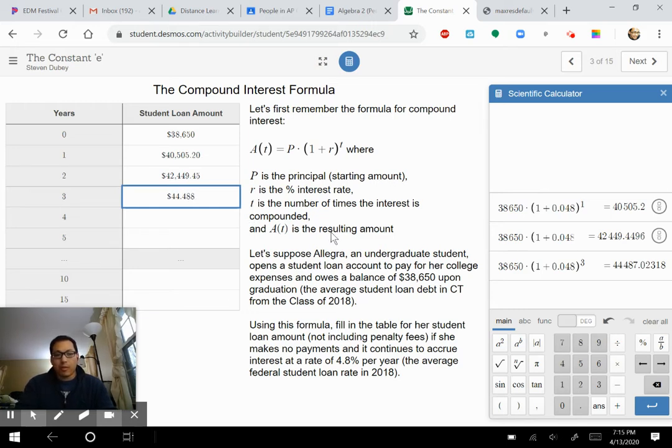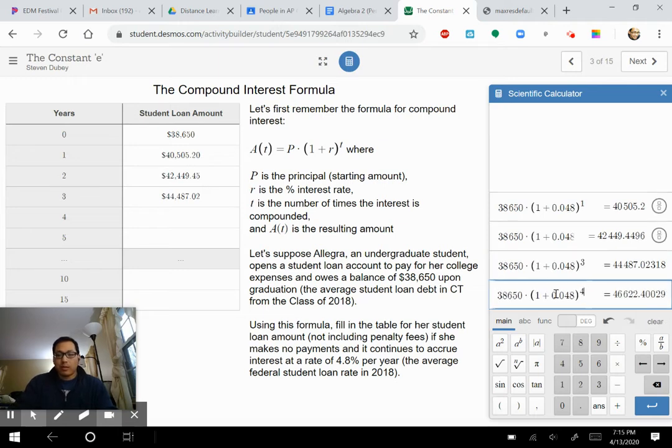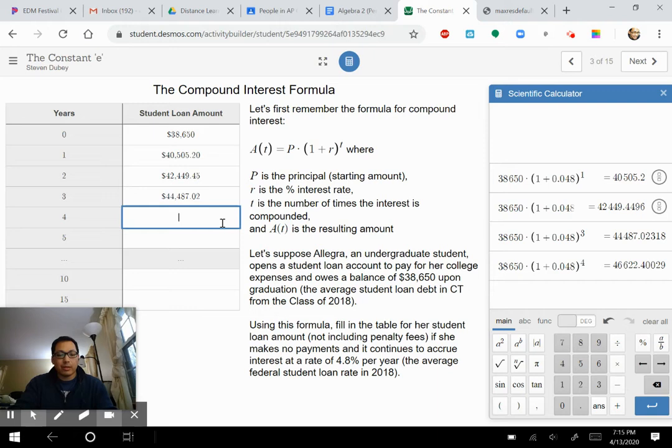As we saw from looking at this sort of exponential growth before, these changes will be small at first, but then later on, in the last few years, it will increase quite a bit. That's the nature of exponential growth. Let's keep filling this in. So to the 4th, how much will she owe? $46,622 and some cents.